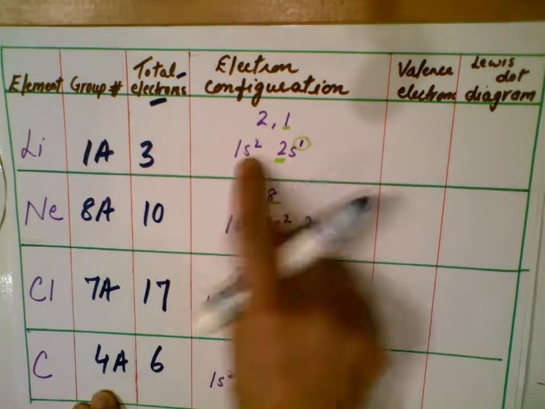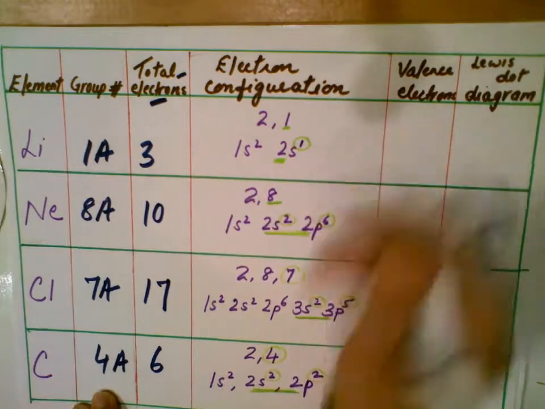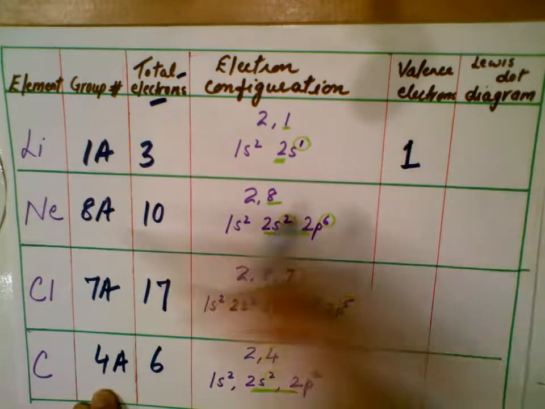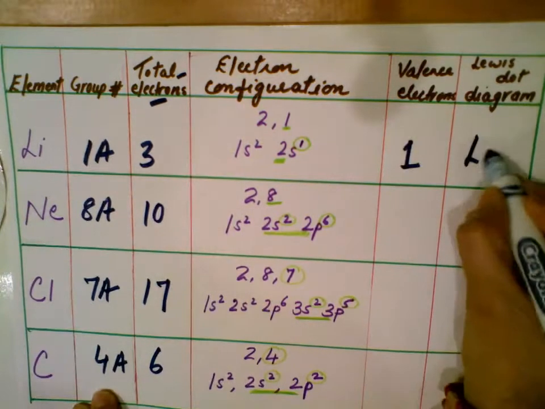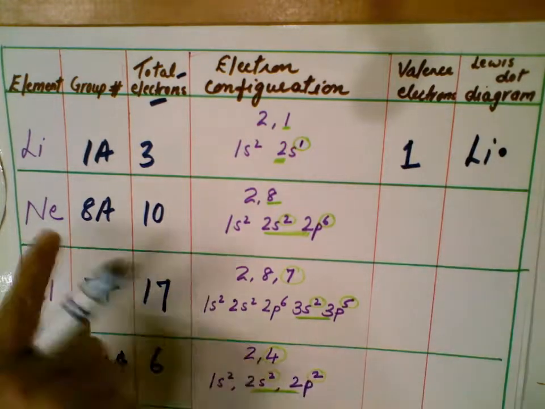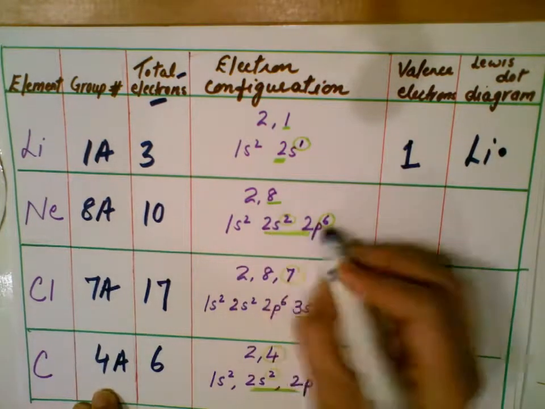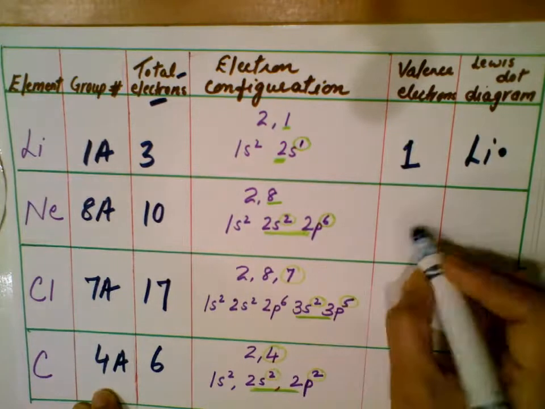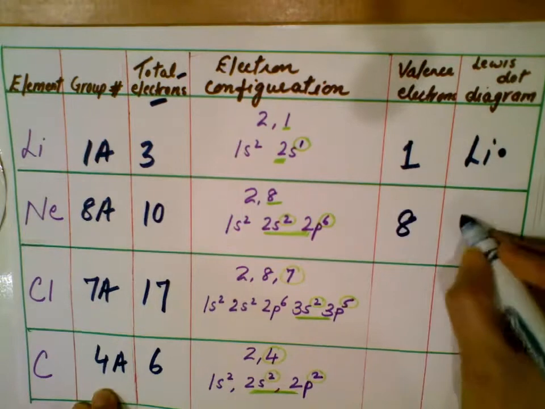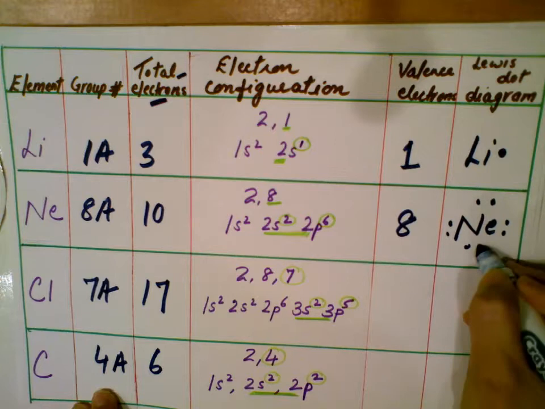When you write the electron configuration, look at only the valence electrons, 1. So here group 1, 1, so 1 valence electron. And how are you going to do that? You are going to write the symbol of an element, and that's just 1 dot. Neon, you have total electrons 10, but when you write electron configuration, 8 in the outermost shell, and also the group number is 8. So valence electrons are 8. 1, 2, 3, 4, 5, 6, 7, and 8.